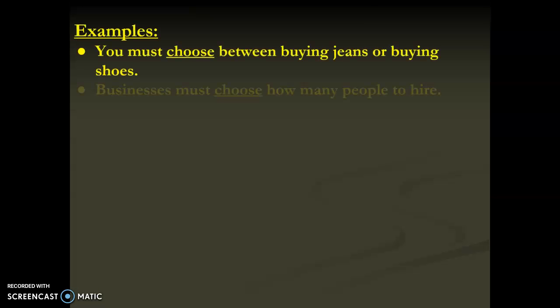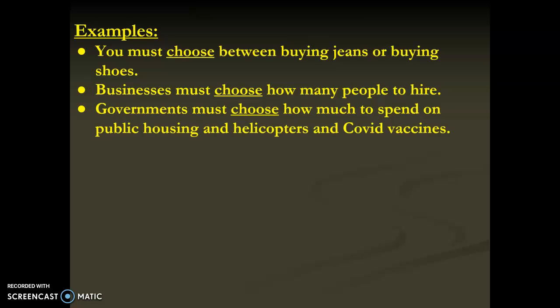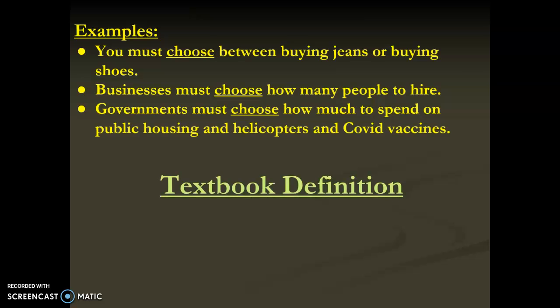We can look at some examples, and this is pretty straightforward. Consumers, for example, choosing to buy jeans or shoes. Businesses are choosing how many people to hire. They don't have to hire 3 people or 8 people or whatever. They have to make that choice. When is it a good idea to stop hiring individuals? Governments are going to choose how to spend on public housing or COVID vaccines or whatever else. Every single player in the economy is making a variety of choices about how to work through scarce resources.